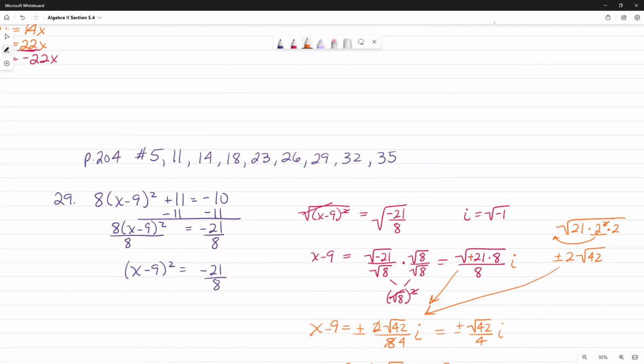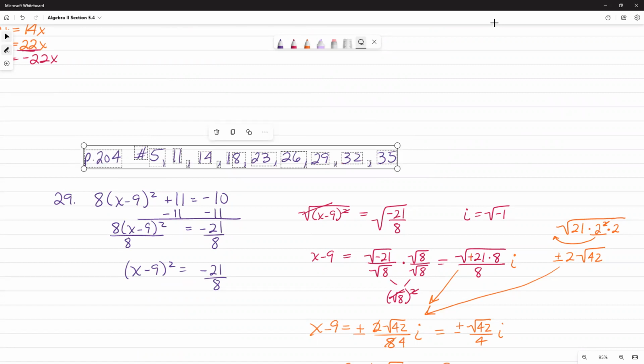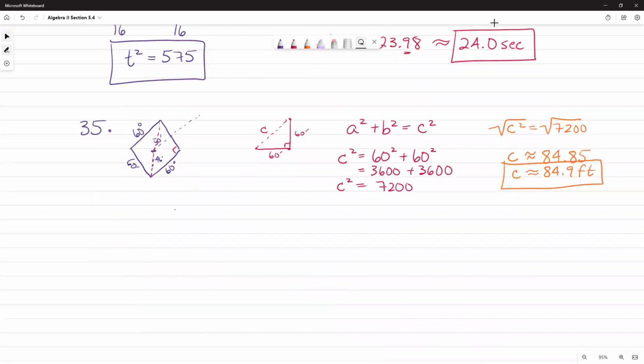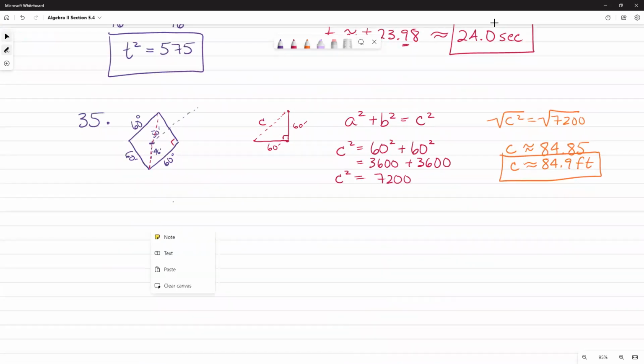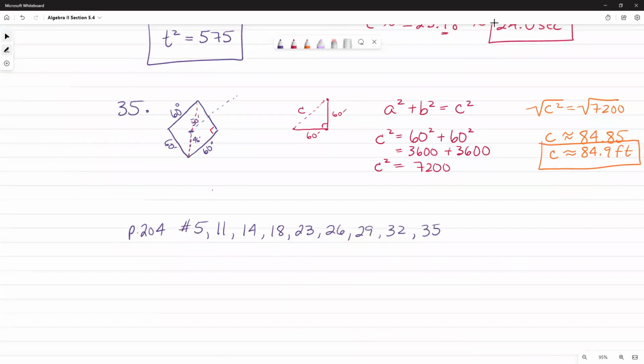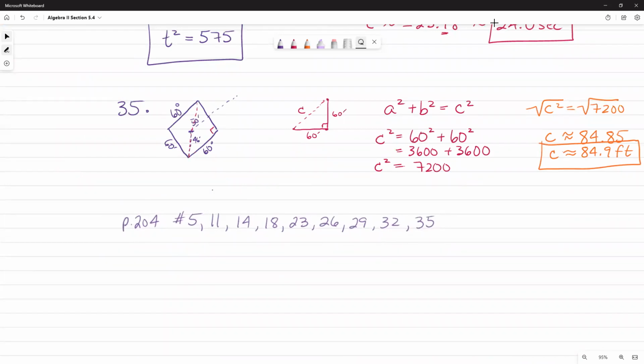Number 5, let me just move this so I don't forget what I'm working on. Oops, number 5. So number 5, so now we're practicing with those imaginary numbers.